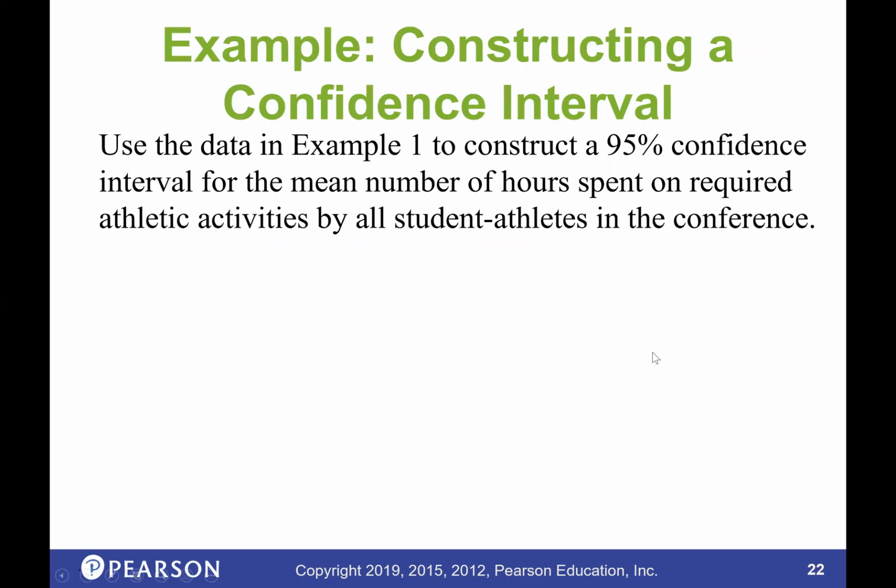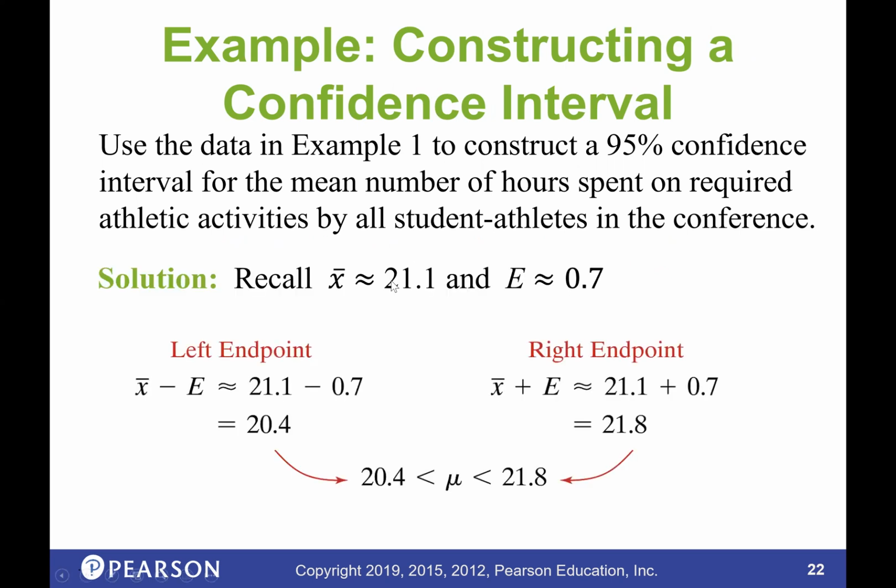So let's use, for example 1, we're going to construct a 95% confidence interval for the mean number of hours spent on athletic activities by student athletes in the conference. So here it is. Remember, the average was 21.1 for our sample. We got a margin of error of 0.7. So all we do is subtract these guys. So 21.1 minus 0.7 gets us 20.4. Are we good there?